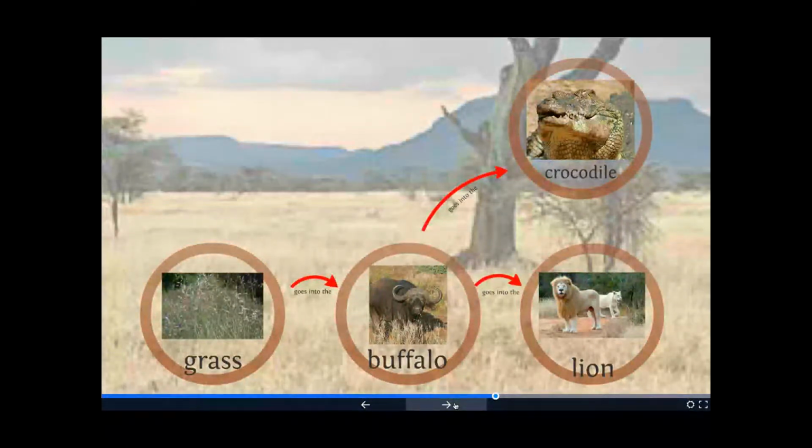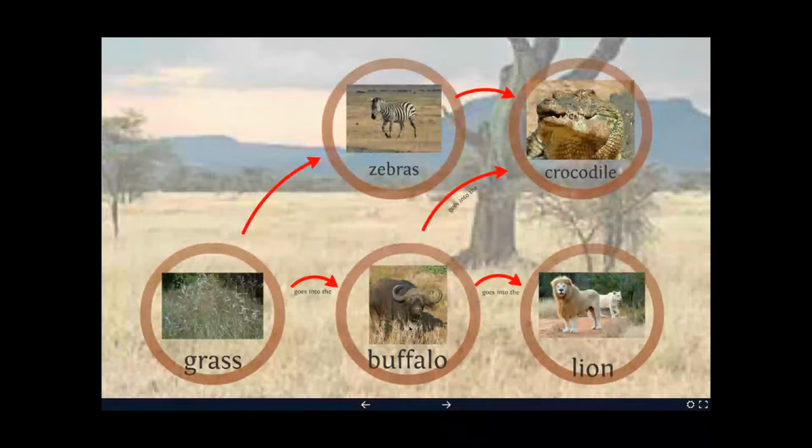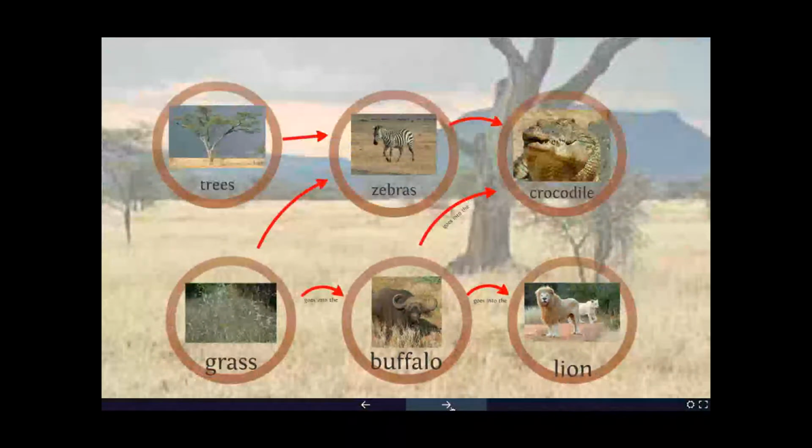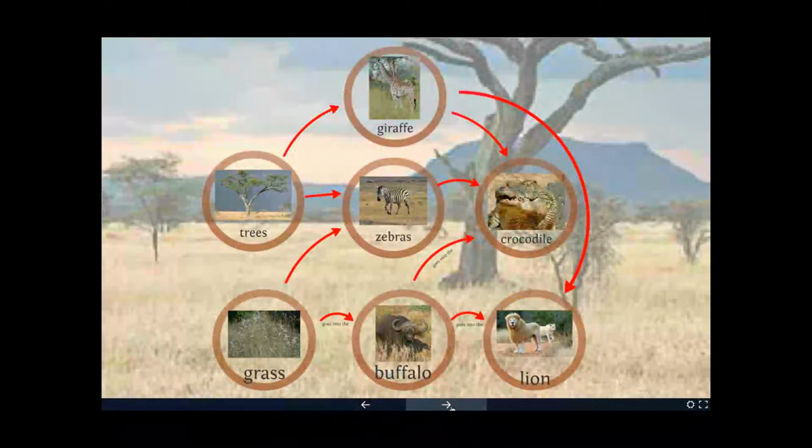And then we could keep going and add more organisms that are in the environment. Maybe there's some zebras that are eating some grass, and those zebras are getting eaten by the crocodiles. Maybe the zebras are also eating some trees. Maybe we could throw a giraffe in the mix. And you can see that these diagrams can get pretty complicated pretty quick. They're easy to read, but they're definitely challenging to make and diagram all the organisms in one ecosystem.